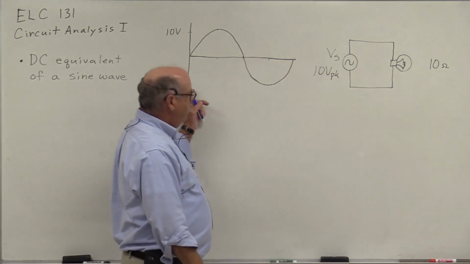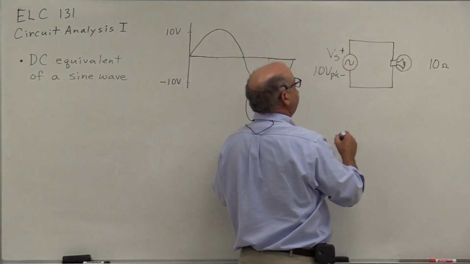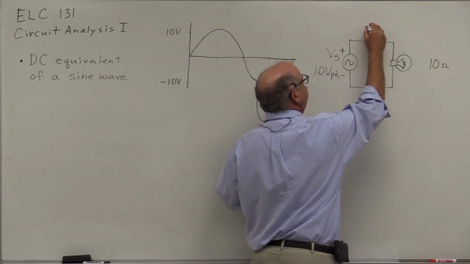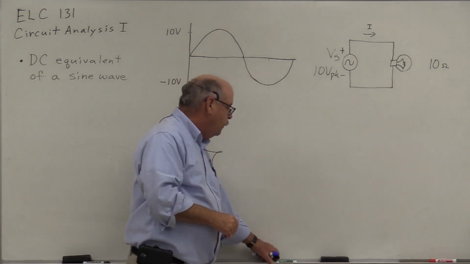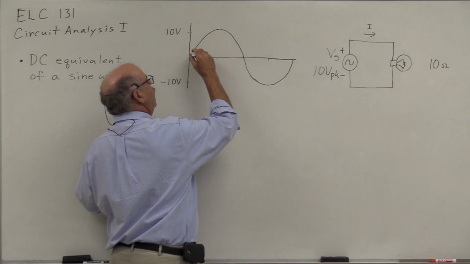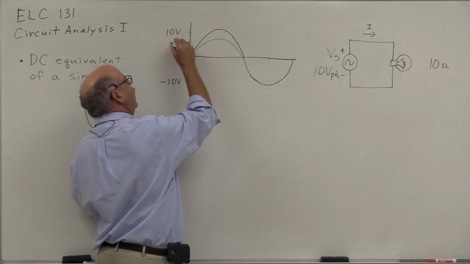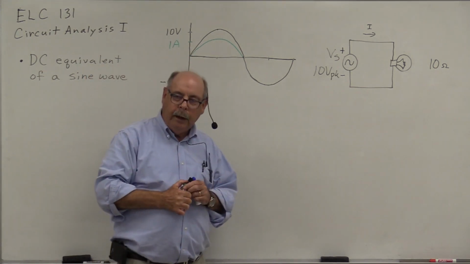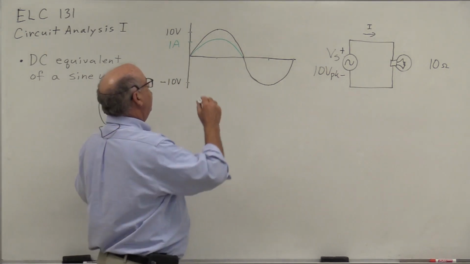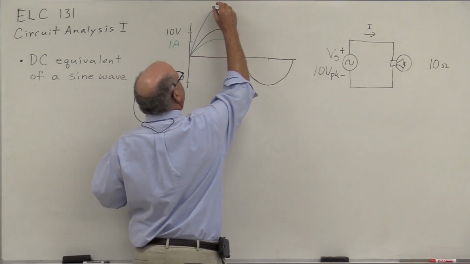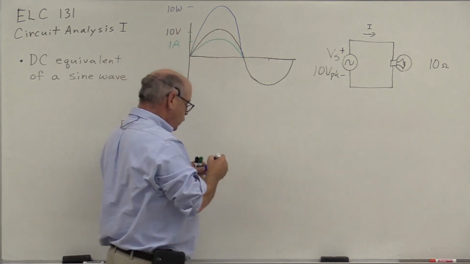So, during the first half cycle, when the voltage source is positive to negative, we'll have current flowing around in this direction. And of course, the current will follow this same sinusoidal waveform. It'll just have a maximum value of 1 amp. And the power dissipated in that lamp is going to go up here to 10 watts.